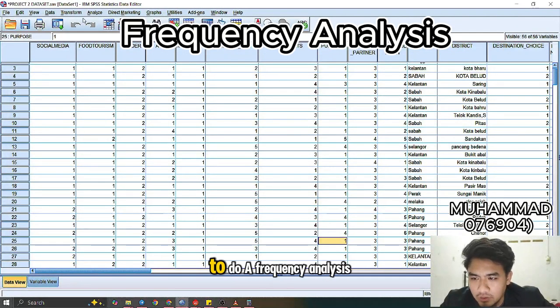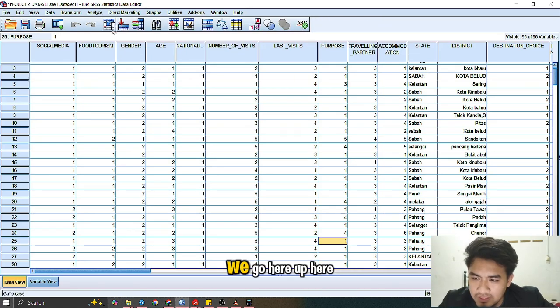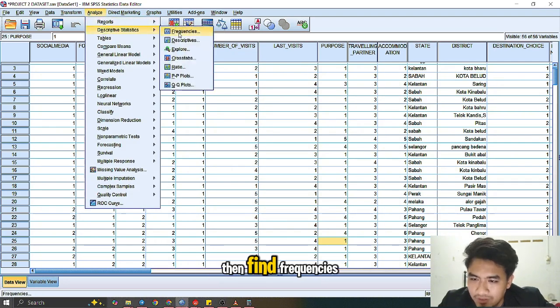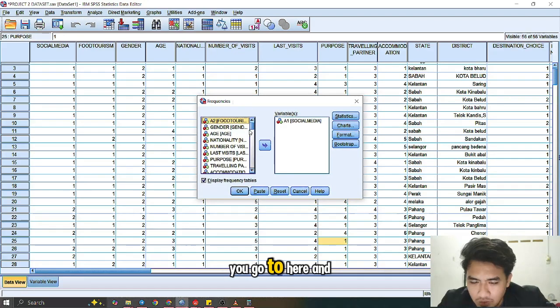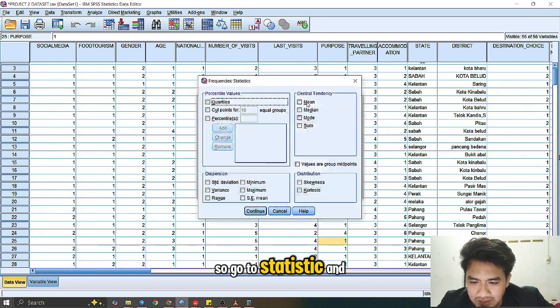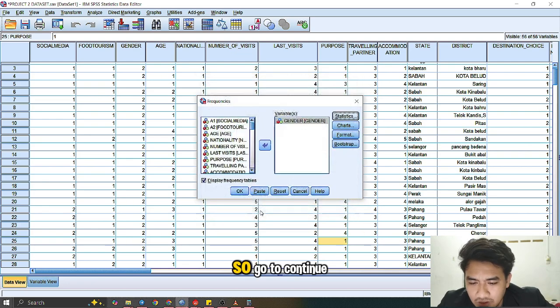Now we want to try to do a frequency analysis. When we want to do a frequency analysis, we go up here, which is Analyze. Then you go to Descriptive Statistics, then find Frequencies. You go here and find what you want to set the frequencies for, to see what frequency it can give to you. So here I can take gender and move it to variable. So go to Statistics and set the things that you want to see in the process. So go to Continue, and then you press OK.